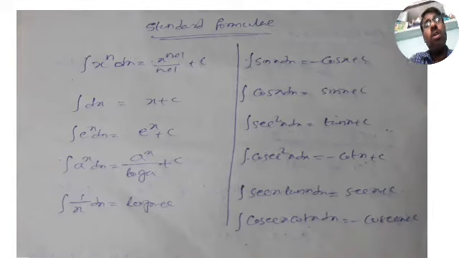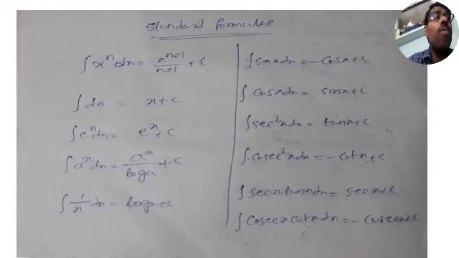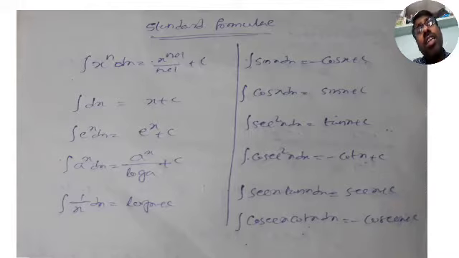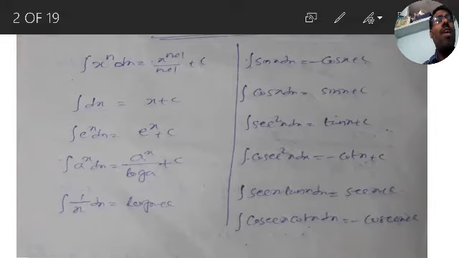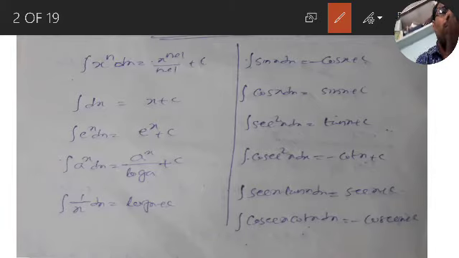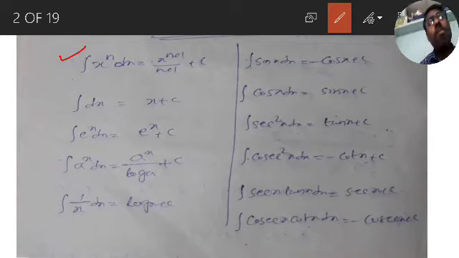So what is our first formula? Integration of x to the power of n dx is x to the power of n plus 1 by n plus 1 plus c. Integration of dx: what is integration of dx? Integration of dx is x plus c. And the third one, integration of e power of x is e power of x plus c. Once you read the formulas, you can remember them.